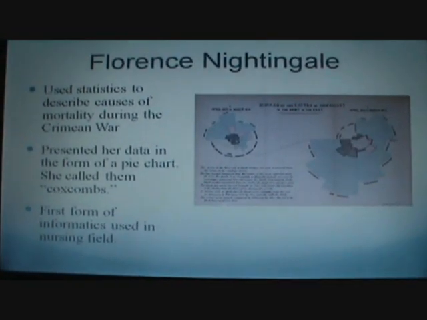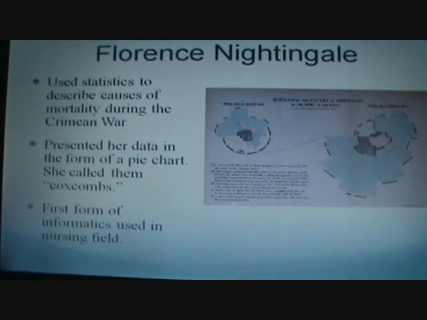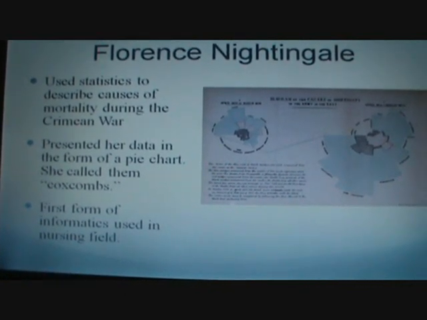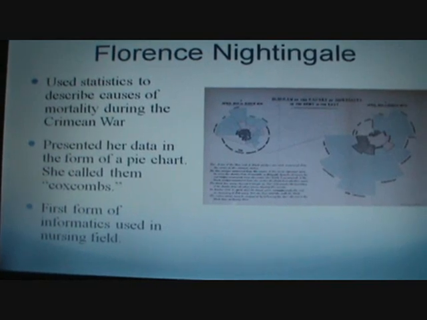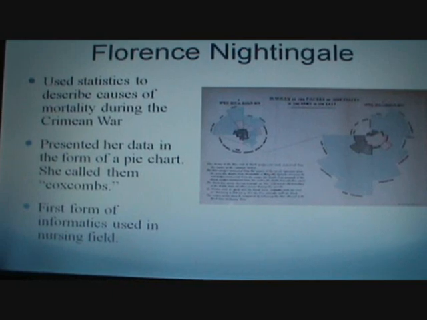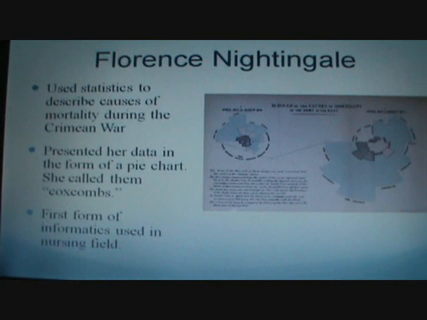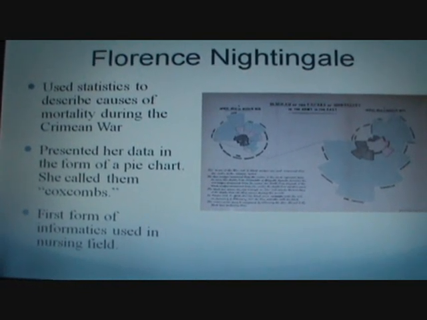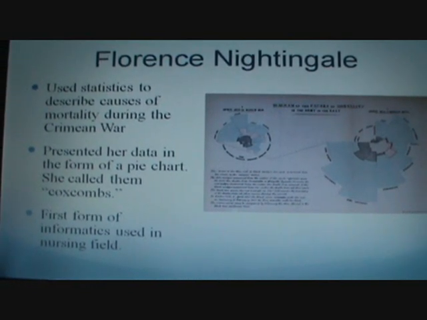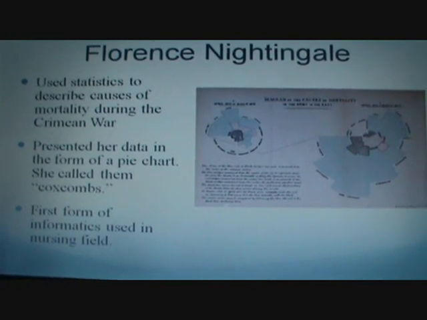Okay, we're going to start off with a brief history of nursing informatics. First, I'm going to talk about Florence Nightingale. As we know, she is the founder of modern nursing, and she also used statistics to describe causes of mortality during the Crimean War. She used a pie chart to present her data, which was a very unusual and innovative method for that time period, and she called this pie chart Coxcombs. These statistical methods she used were the first form of informatics used in the field. And now we can see the use of these processes in computer systems and other technology in the field of nursing today.